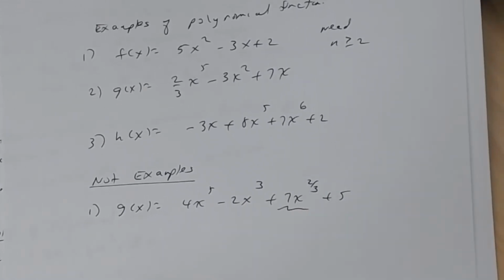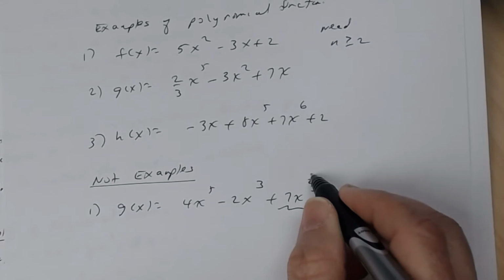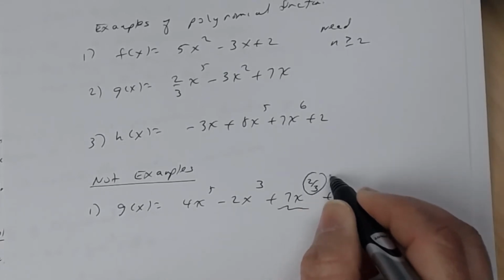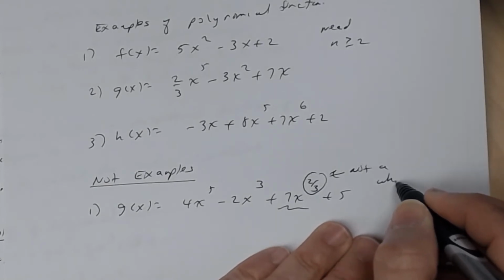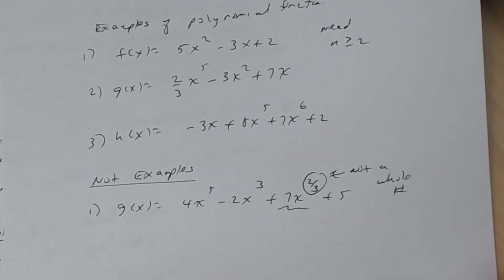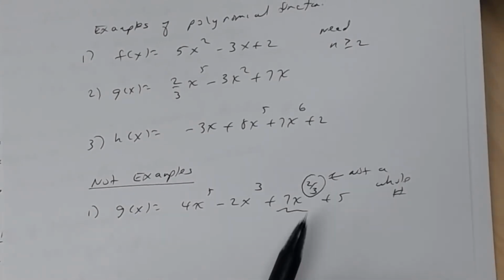All right, if you said the exponent, you're correct. Remember, this exponent right here, this is not a whole number. It's not a positive integer. Okay? It's not a positive integer. It's a fraction. See, 2/3. All right, so that's why it's not.